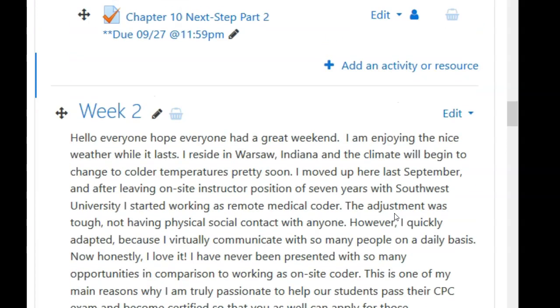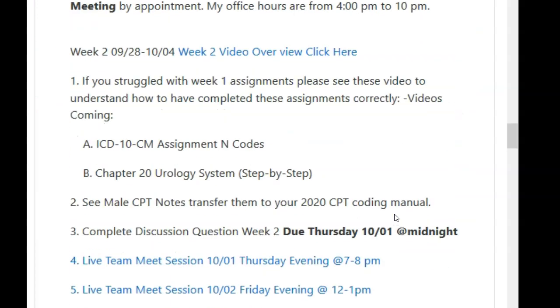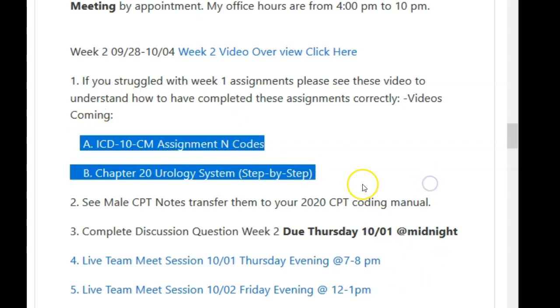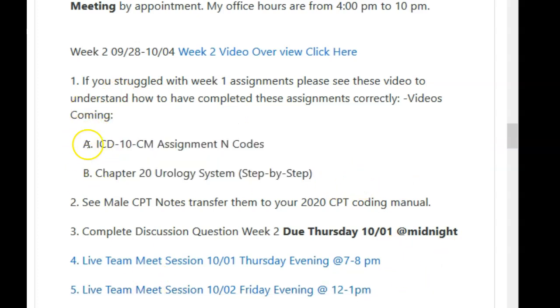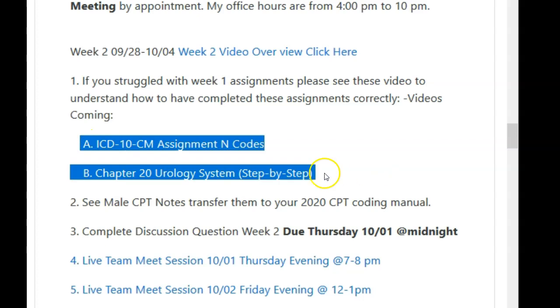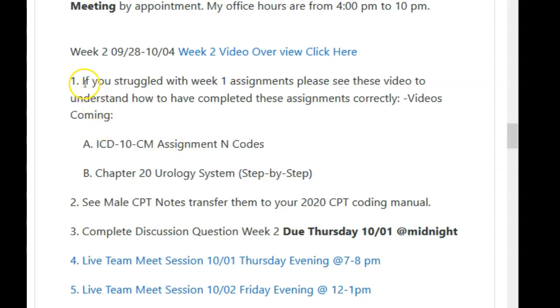So this is a little recap on week 1, okay? So on week 2, what to expect here. Again, I'm going to go over those 2 assignments that I want to say the majority of you did not do so well on. So this is going to be kind of a step-by-step tutorial so that hopefully for this week you can do better, okay?